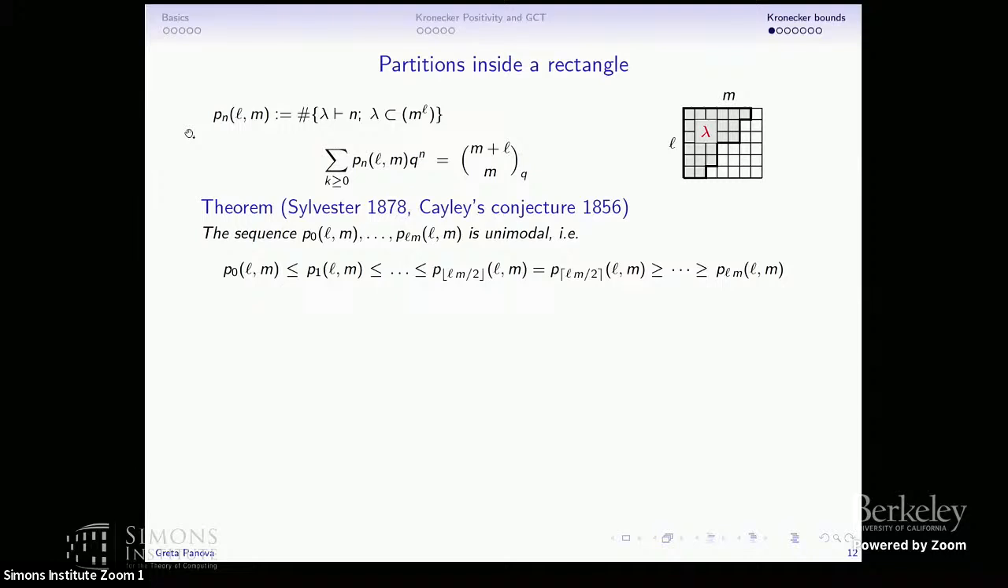And obviously the size of the partition goes at most up to L times M. The generating function is just the q-binomial coefficient. And it's actually a pretty hard theorem of Sylvester, using Lie algebras, to prove that these numbers are unimodal, so weakly increasing and then decreasing.